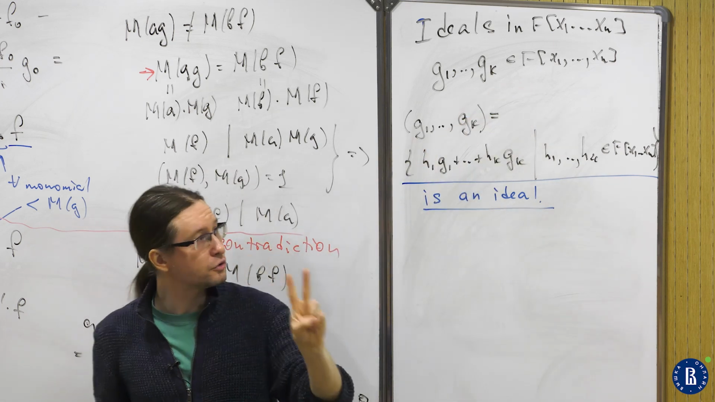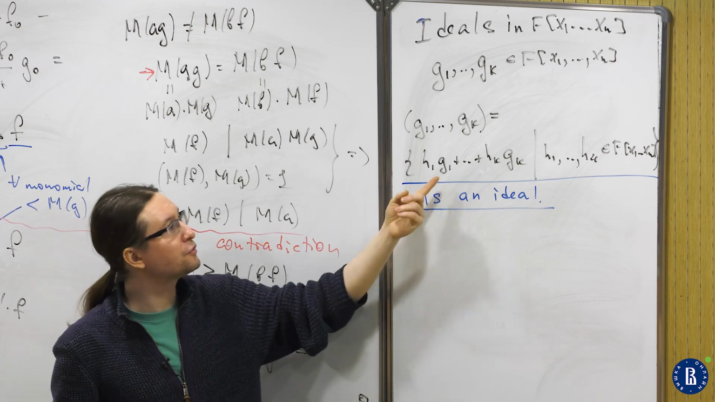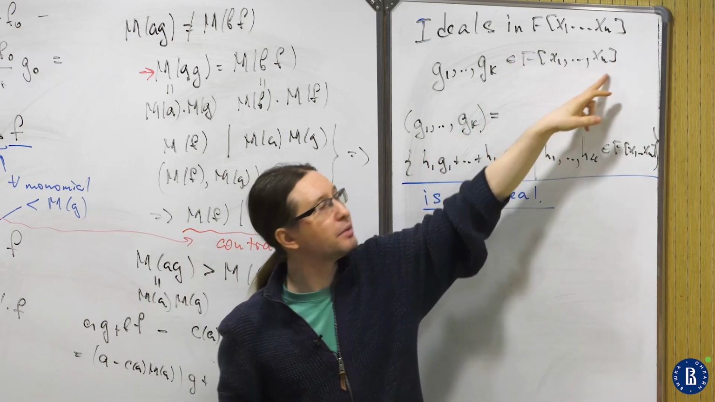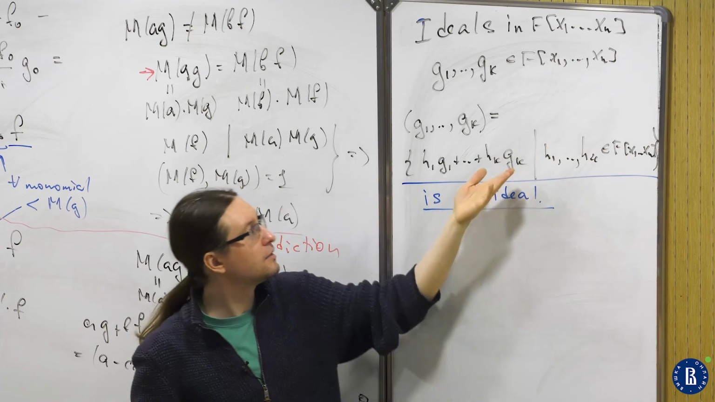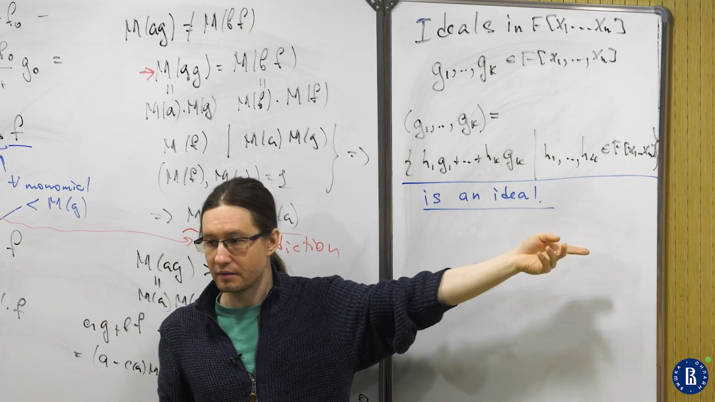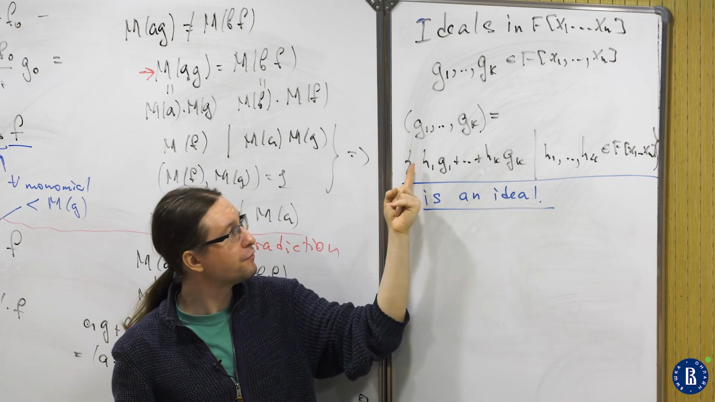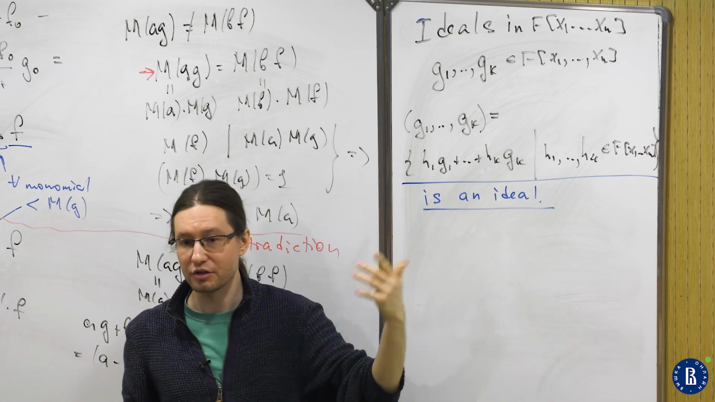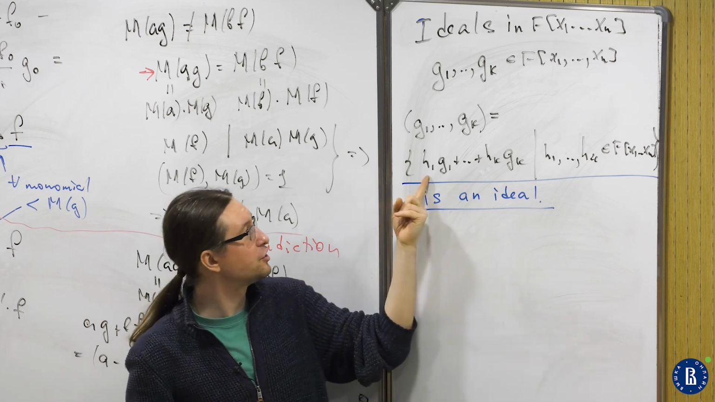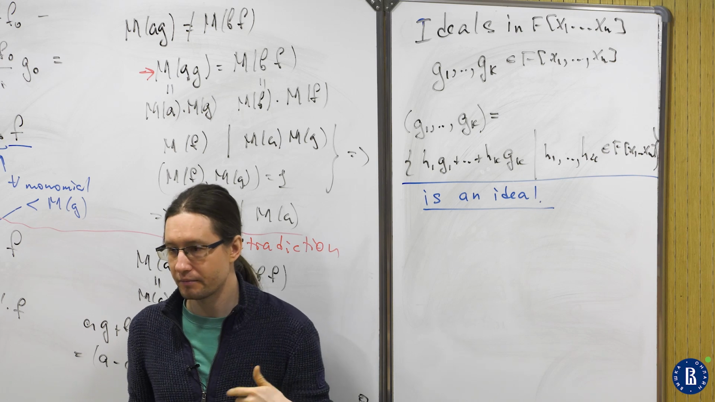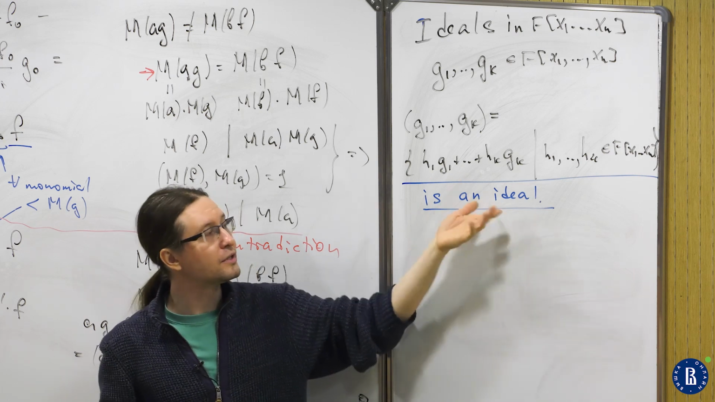The property number 2 says that if you take anything from this subset and you multiply by any polynomial, you will get an element of this subset. But it's clear, if you take an expression of this form and you multiply it by f, you will get an expression of the same form. You just change h_i by f times h_i. That's it.